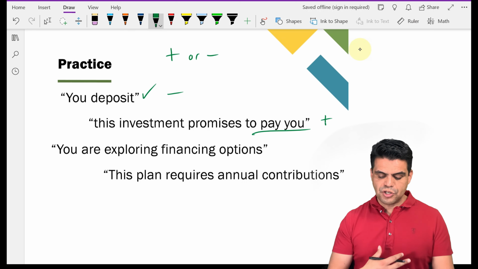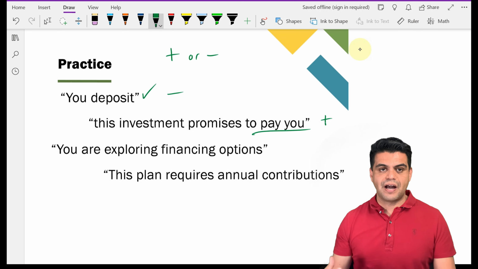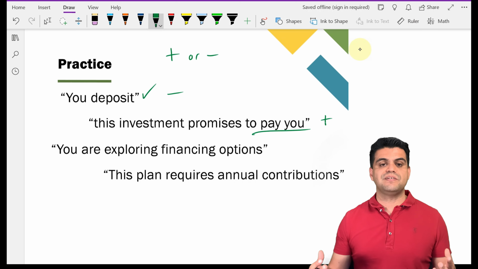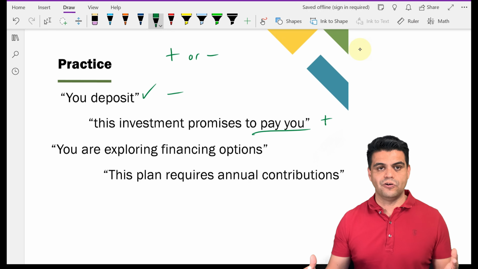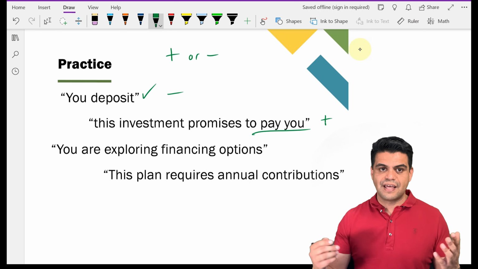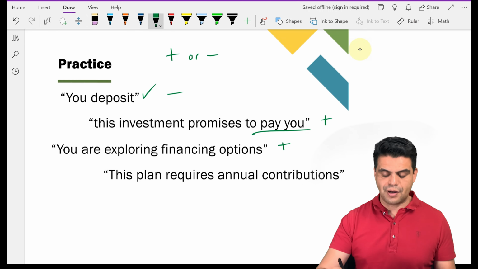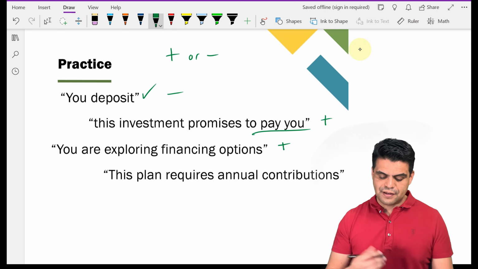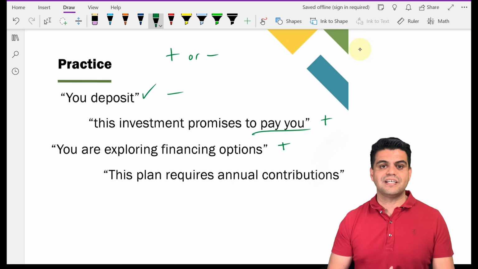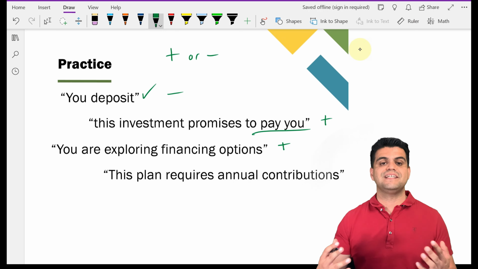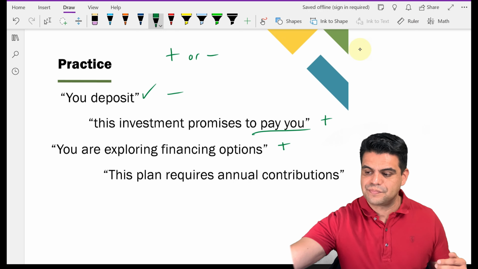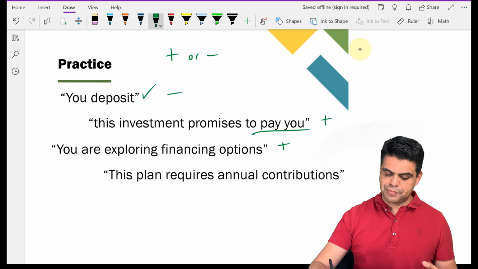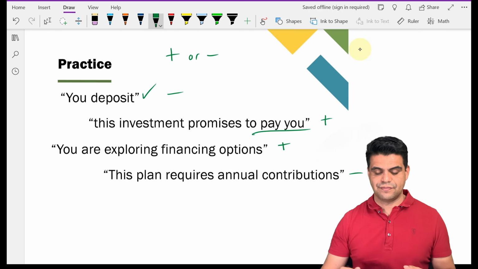And then we have, you are exploring financing options. It's a fancy word to say you're going out to get a loan. And what did we say about loans? They are going to be positive. Okay. Next one. This plan requires annual contributions. You need to contribute. That means money is going to be leaving you. Okay. So we're going to put that in as a negative.